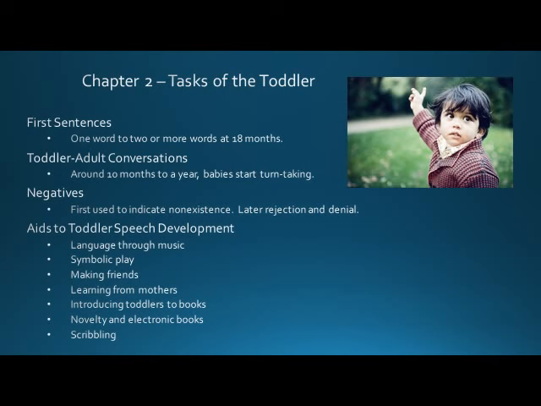Symbolic play helps children develop their speech. Friendship, of course, any kind of social interaction promotes language. We learn from our parents. We introduce toddlers to books. Again, at a very early age, we talked about reading to newborns. Novelty in electronic books, all those fantastic new books that have all sorts of bells and whistles. You press a little button and Thomas goes peep peep, or Scooby-Doo goes Scooby-Doo, or whatever other sounds that they make. Children find those very interesting. And then scribbling also is something that we think helps toddlers' speech.